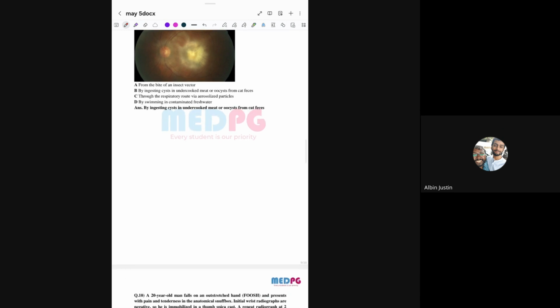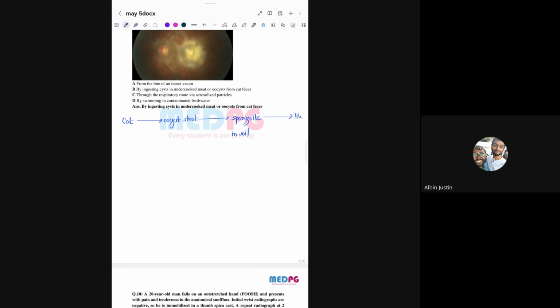So, how is the transmission? Transmission is very interesting. The cat passes the oocyst in the stool, and then there is sporozoite in the soil, followed by infection of tissue. And there is sporulation of the oocyst, which is the infective form.